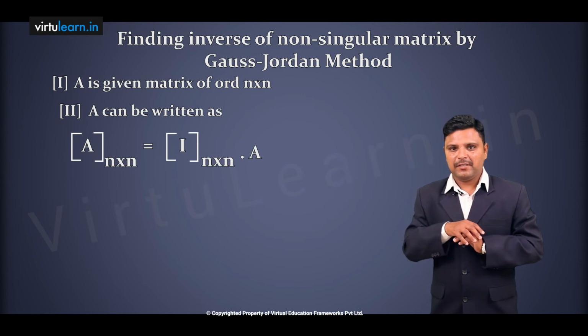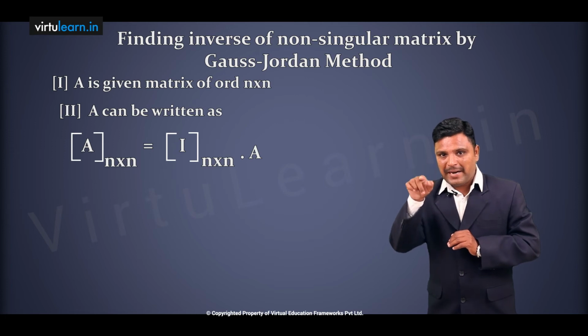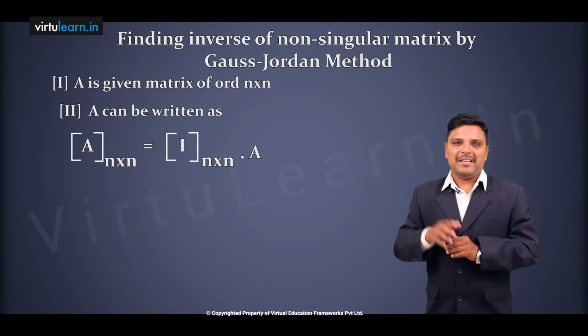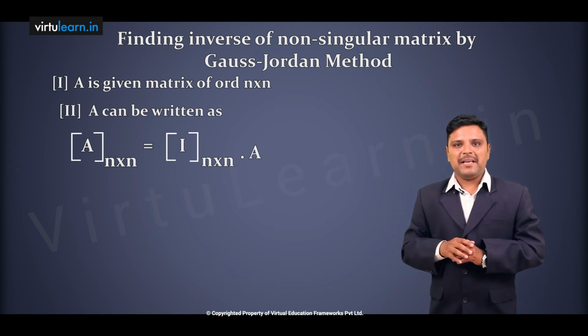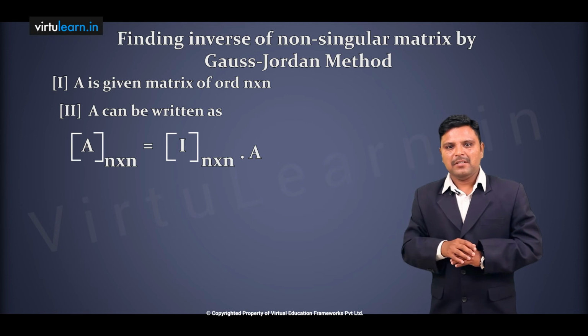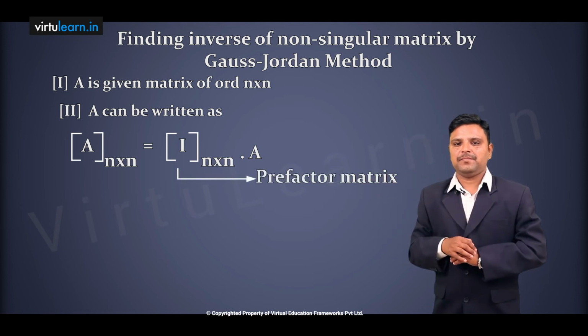This is important. Once again, the matrix A of order n by n can be written as the identity matrix of order n by n into capital A. Now, after completion of this, the I of order n by n is called the prefactor matrix.